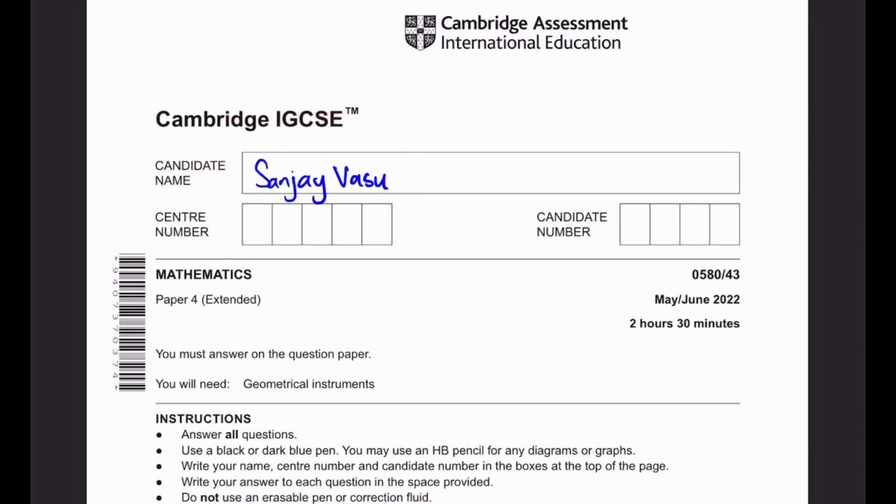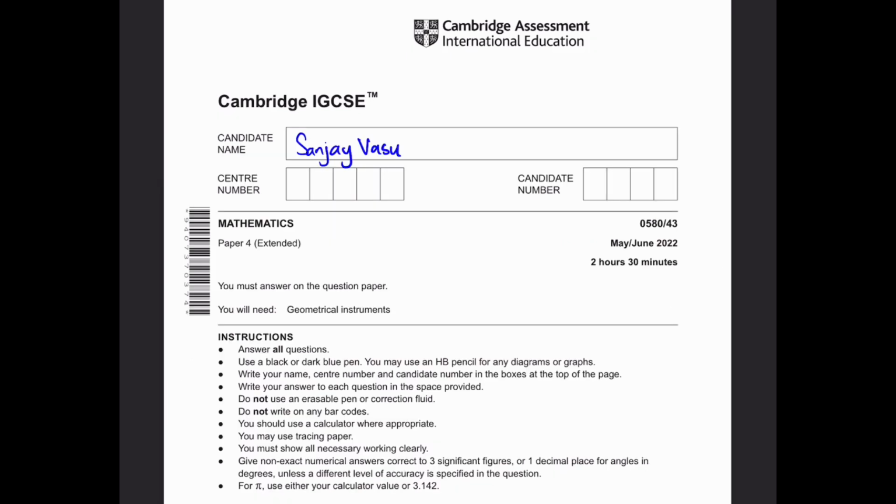This time doing it on Cambridge IGCSE Mathematics Paper 4 Extended Paper for May/June 2022. This is, by the way, the third variant. Just do remember that we need to give non-exact numerical answers to 3 significant figures or 1 decimal place for angles, of course in degrees, unless a different level of accuracy is specified in the question, which means, for example, if in the question it says 2 decimal places, then we give the 2 decimal places. Otherwise, default is 3 significant figures or 1 decimal place for angles. For pi, you can use calculator value or 3.1 for 2. I'm going to use the calculator value.